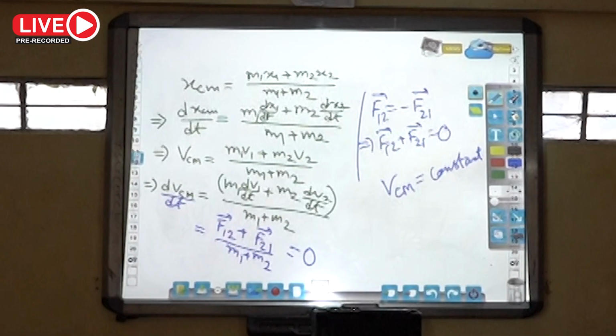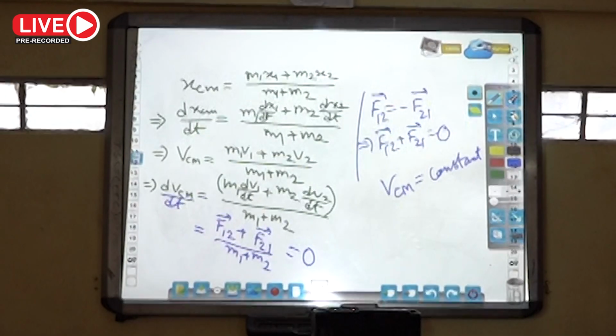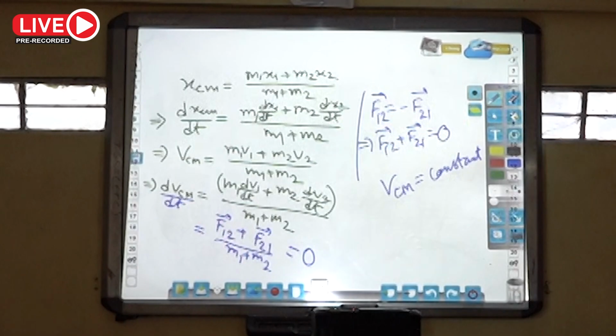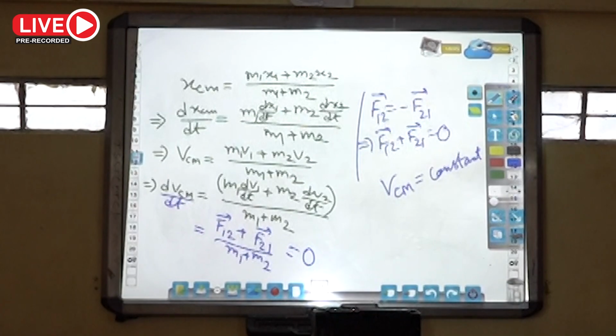So if it is initially at rest, then finally it will be at rest. If it is initially moving with a certain velocity, finally it will move with the same velocity. So the velocity of the center of mass remains unaffected while only internal forces act. So it comes from Newton's third law. Newton's third law asserts momentum conservation.